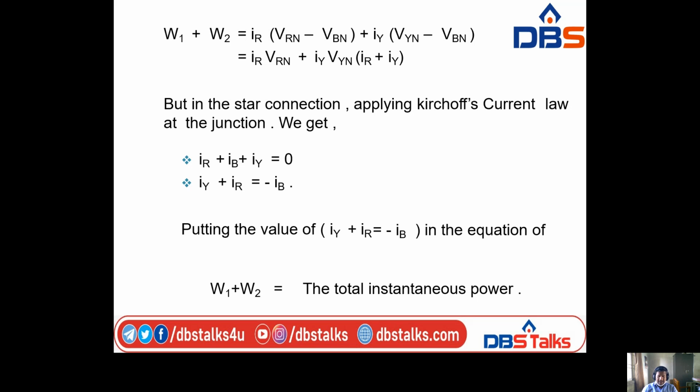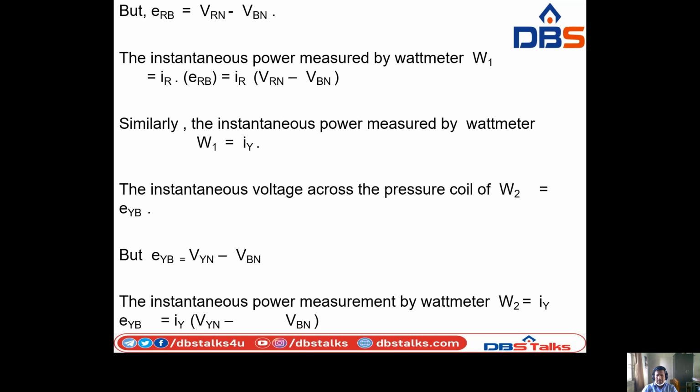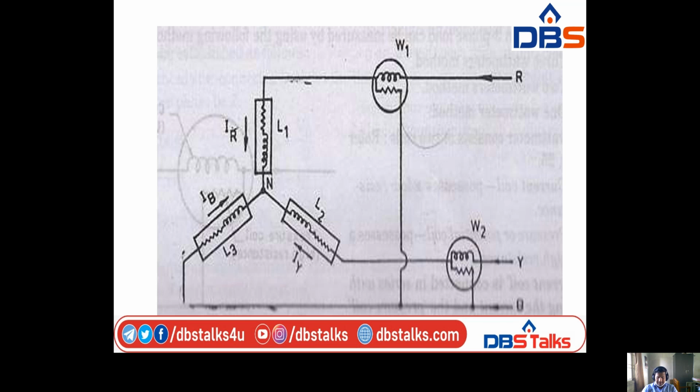So that may be represented as IR VRN plus IY VYN minus VBN into (IR plus IY). Apply KCL at node N, that is the star point. Look at the figure: IR is the incoming current, IB is incoming, and IY is also incoming. That means all three currents are incoming to the common point N.